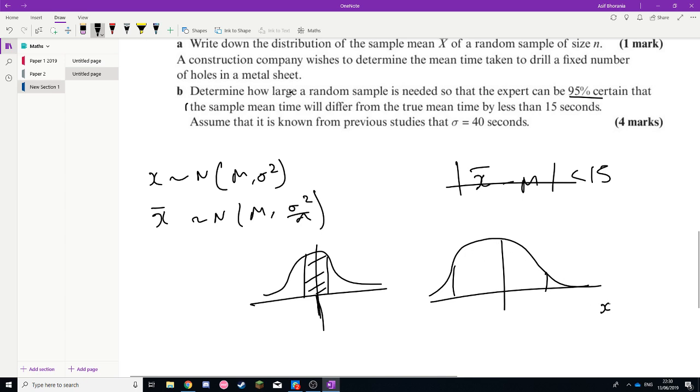X bar. This is the mean, and this is mean plus 15, and this is mean minus 15. This area needs to be 0.95, and this is all we have to work with. Mu is 40. So let's work. Let's do stuff.